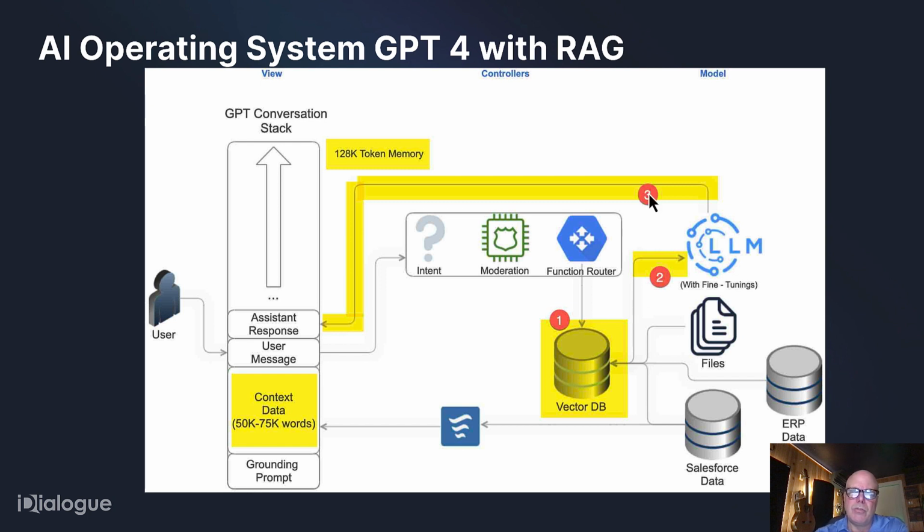And then 1, 2, and 3 are the R, A, and G. So we have a retrieval function router is now able to search this vector database and retrieve just a subset of the relevant content. It's able to augment the conversation. So it's taking the grounding prompt, context, user message, and it's adding an extra layer of augmentation of what it retrieved from the vector database. It's going to the large language model, which is then the G, which is generative, is returning that back to the user.